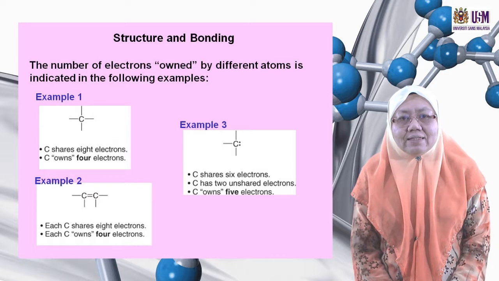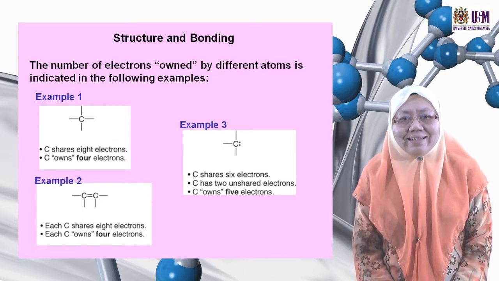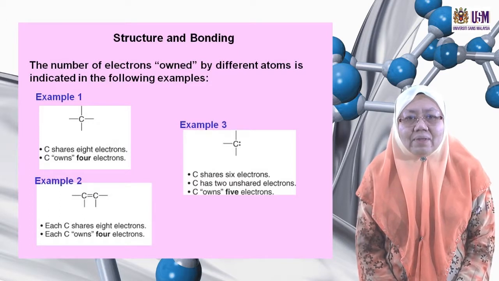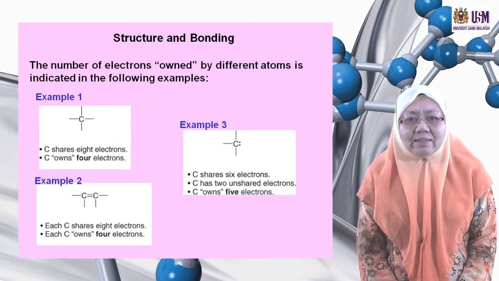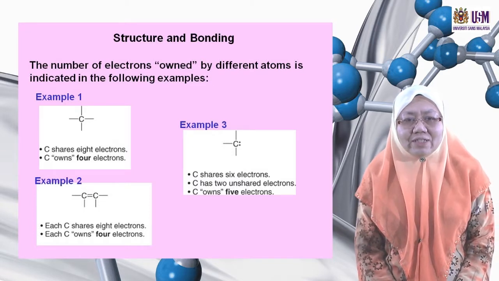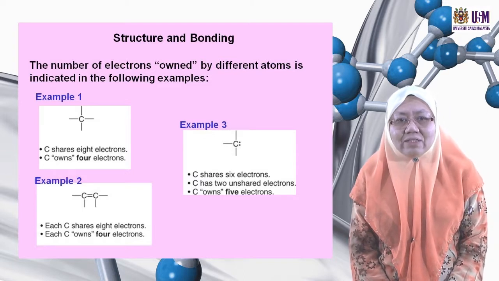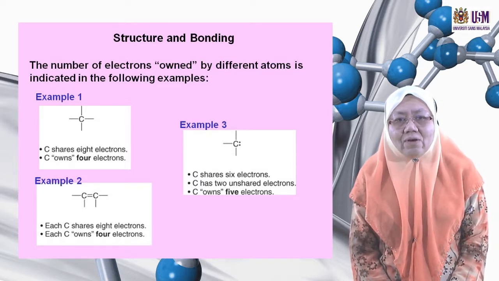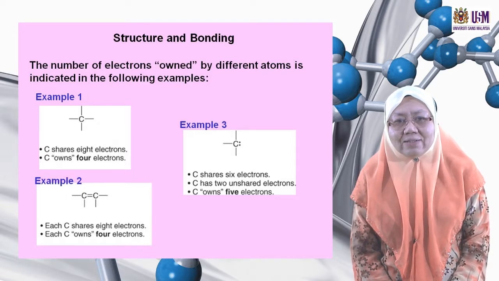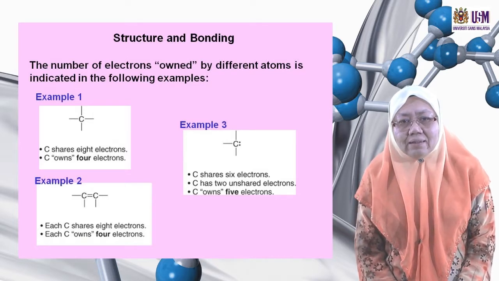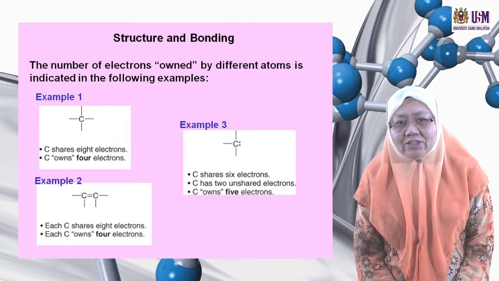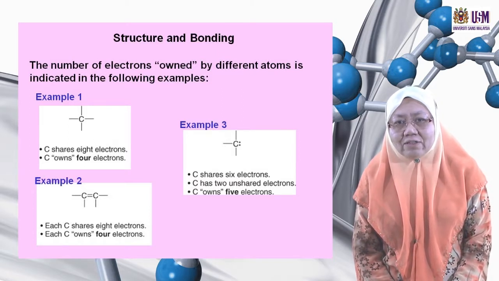Okay, let us look at the examples given, where we can see the number of electrons owned by different atoms. In the first example, carbon shares 8 electrons. So carbon owns 4 electrons. But in the second example, we can see carbon with a double bond, each carbon still shares 8 electrons. So each carbon owns 4 electrons. Between these two carbon atoms, we can see there are actually 8 electrons, and if we were to divide them by 2, we will have each carbon atom with 4 electrons.